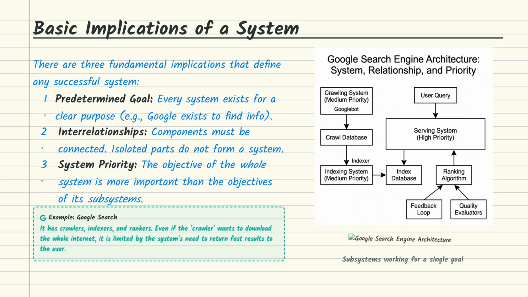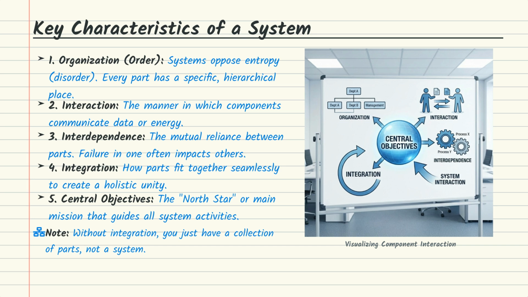Every successful system relies on three basic implications. First, a predetermined goal defines its purpose. Second, interrelationships ensure components are connected. Finally, system priority means the objective of the whole system overrides the objectives of its individual subsystems, as seen in the Google search architecture.